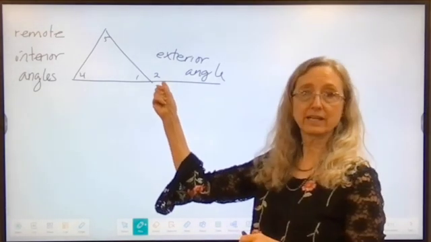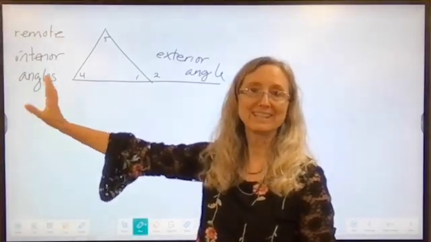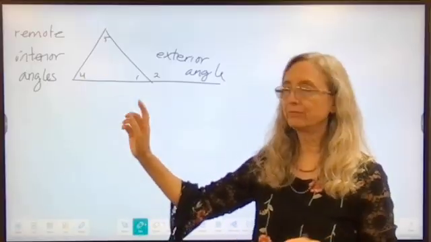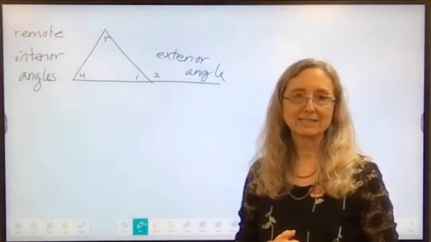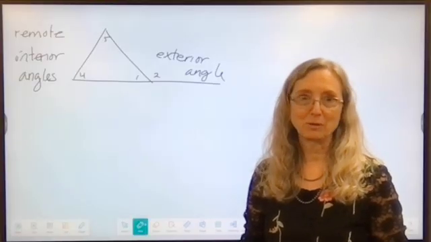If this is the exterior angle, then 4 and 5 here would be the remote interior angles. So those are the other angles that do not form the linear pair with this exterior angle. You need to know that for the next theorem I'm going to show you.